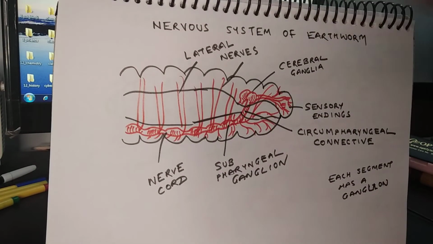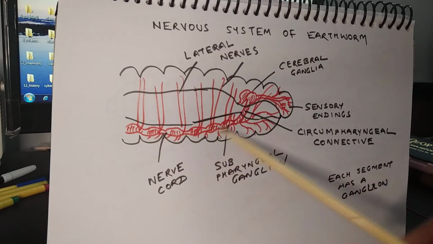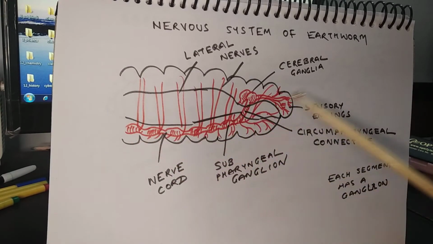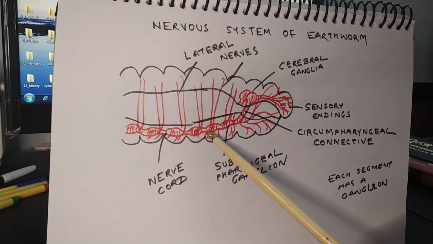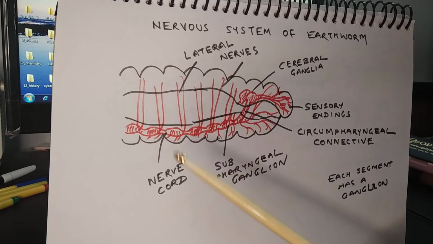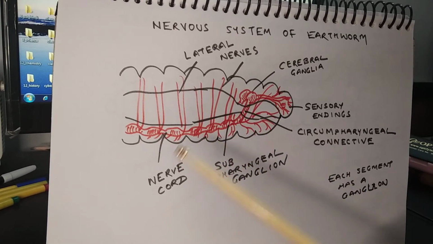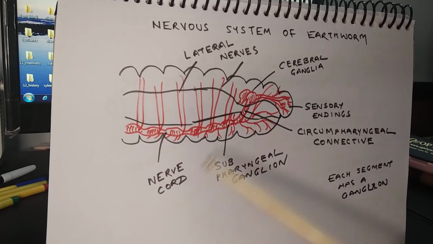Nervous system of earthworm. The nervous system of earthworm is composed of a nerve cord and several nerve ganglia. The nerve cord passes along the ventral surface of the body, and there are numerous nerve ganglia, which are clusters of nervous tissues. Each segment has a nerve ganglion. So this shows the repetition of organs as in annelids.